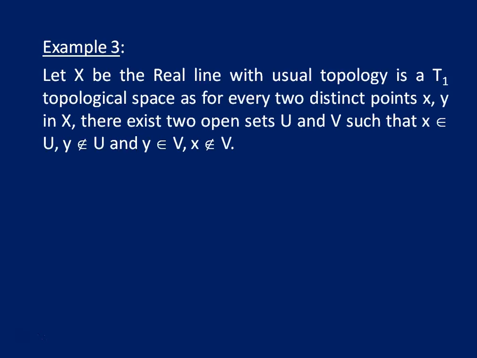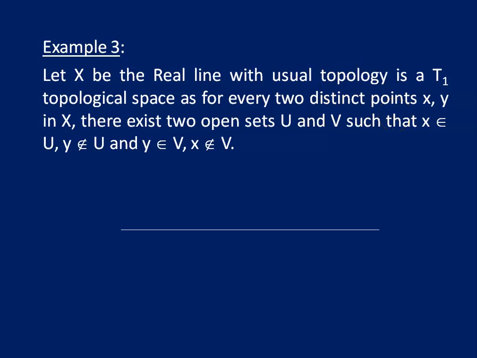Now the third example is, let us consider X be the real line with usual topology. So the real line with usual topology is a T1 topological space, as for every two distinct points X and Y in X, there exist two open sets U and V such that U contains X but not Y and V contains Y but not X.